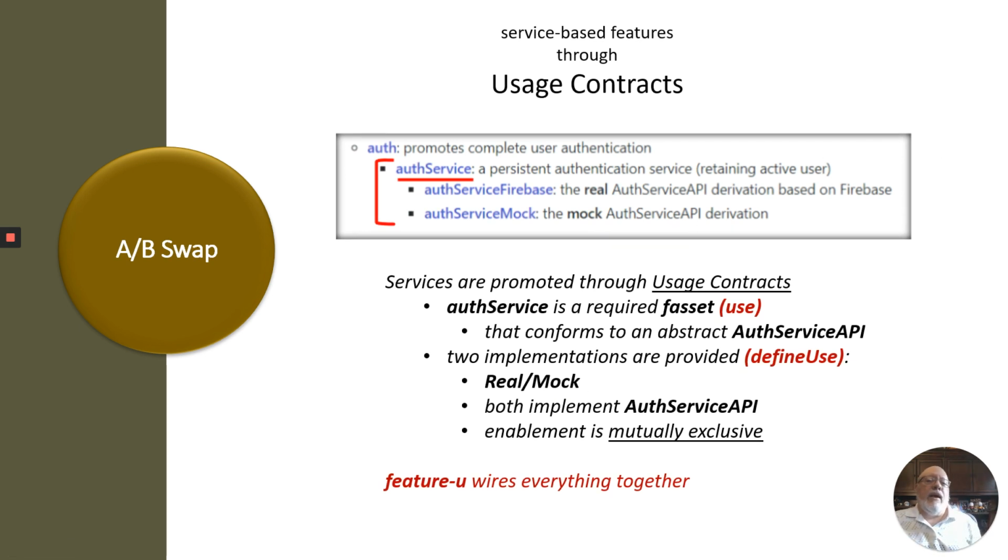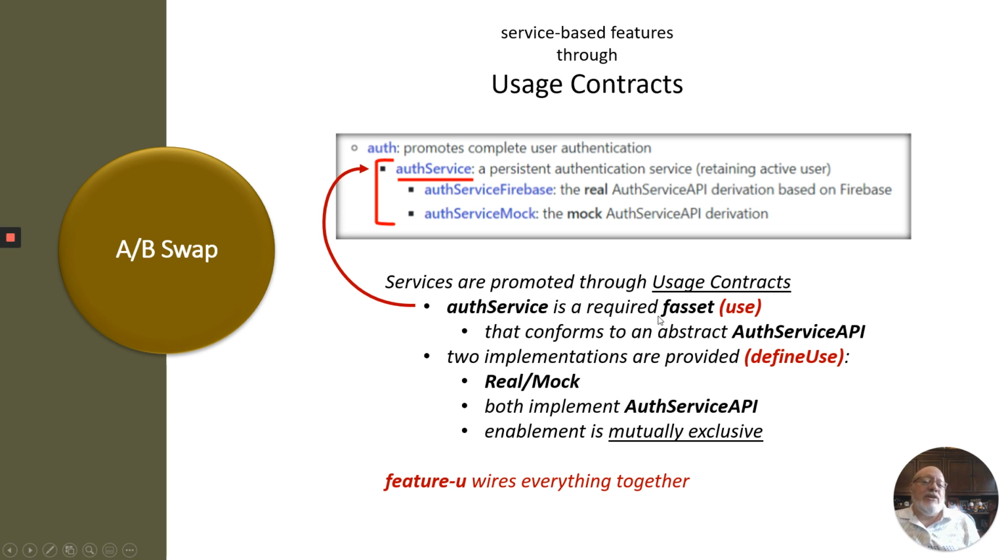So here you can see that the authorization service is actually promoted through a feature. The auth service feature is going to promote the fact that there is an auth service facet, but it's doing that through a usage contract. So it's validating it to ensure that it conforms to an abstract auth service API, and it's also a required facet. So from a usage perspective, this is all the developer user needs to know to interact with that, because it knows exactly what the API is, knows how to invoke it, it knows that it's going to exist because it is a default required facet.